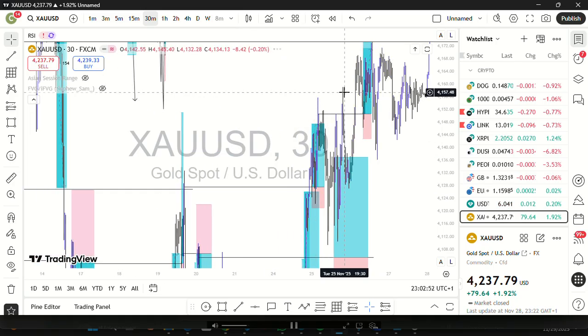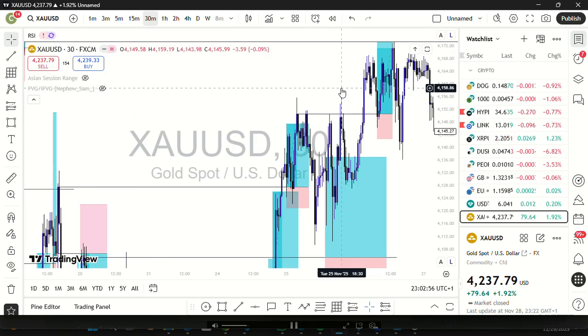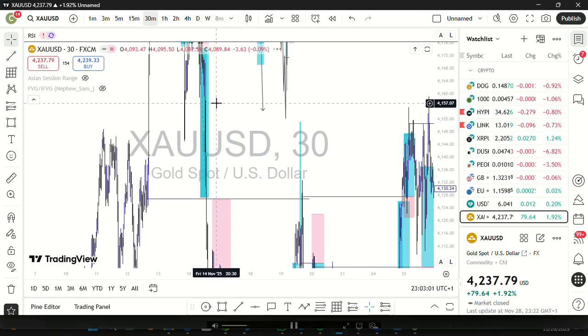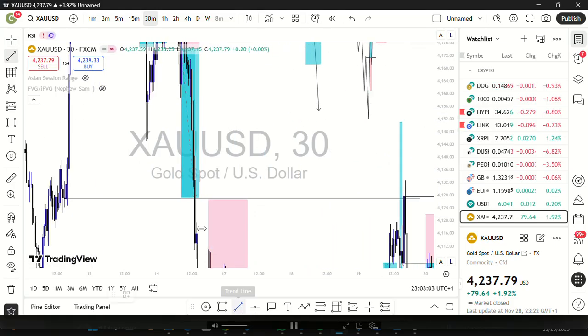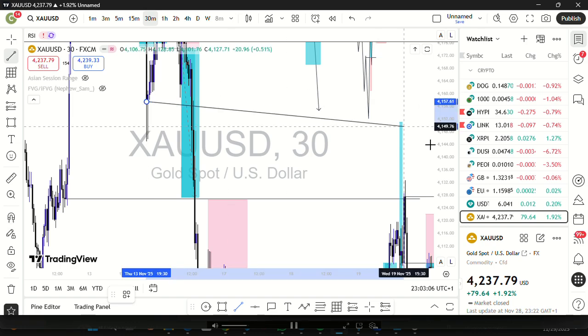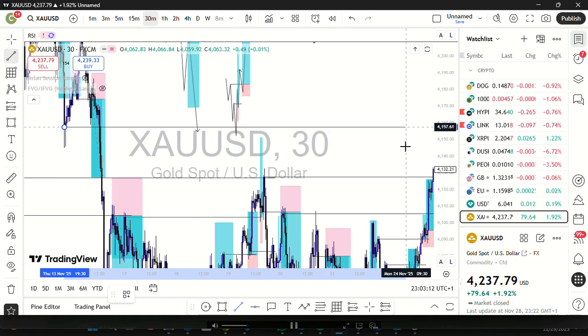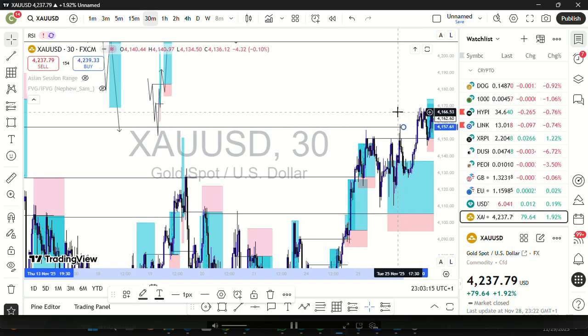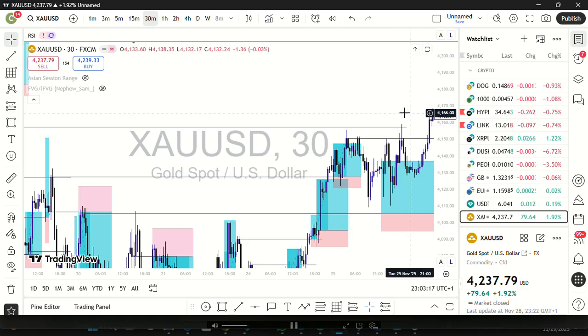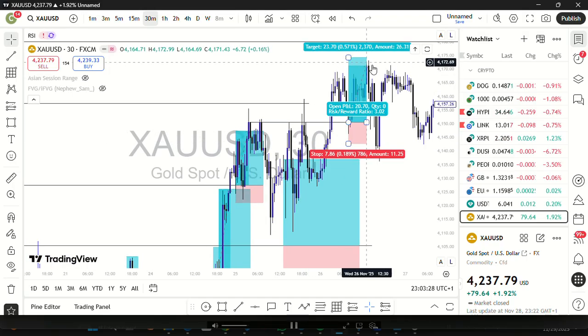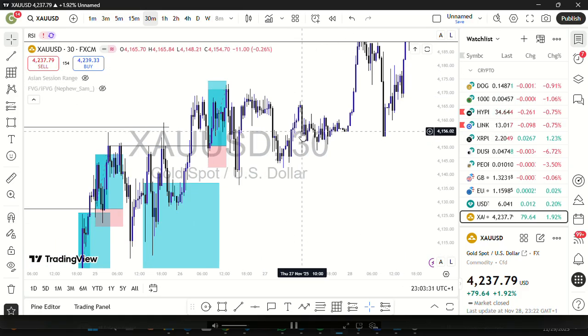Now, this place actually reacted from an RBS. Let me show you guys. I remember this was a support which turned to resistance. This reacted to it, but it wasn't successful along the line. So that was that. This became an RBS. I entered here, but it didn't give us a TP.